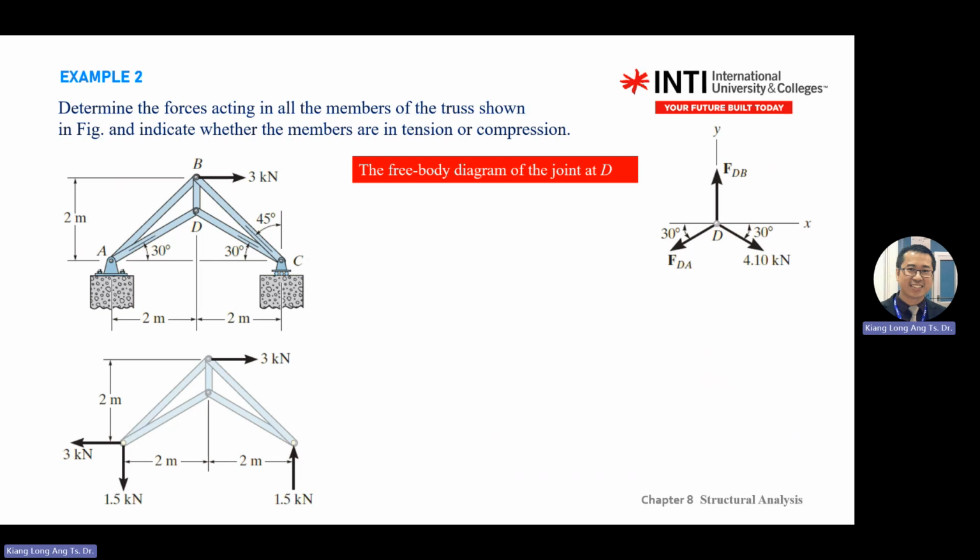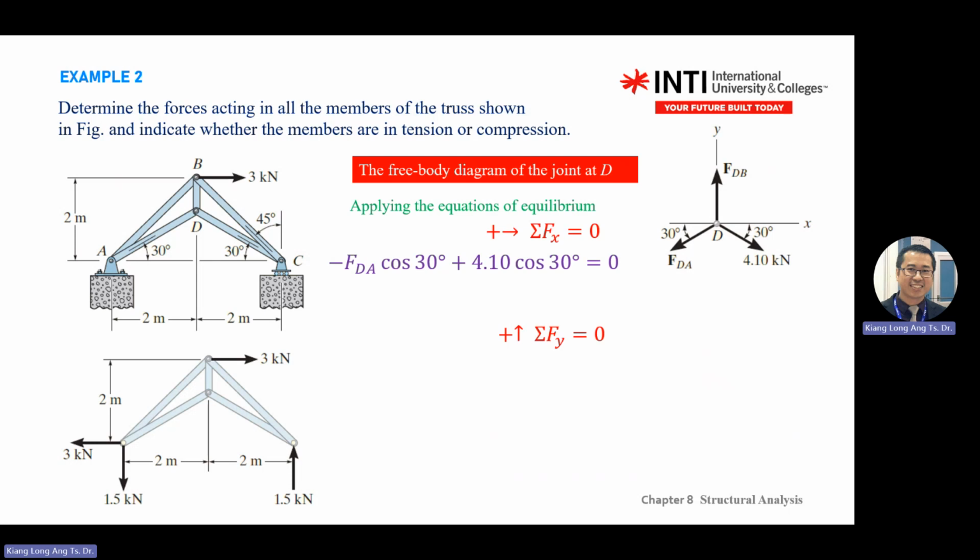Why can you not solve? Because you only have 2 equations to use: sum of Fx equals 0, sum of Fy equals 0. You only have two equations, so the maximum you can do is 2 unknowns. Do the same, and you can solve for DA and DB.